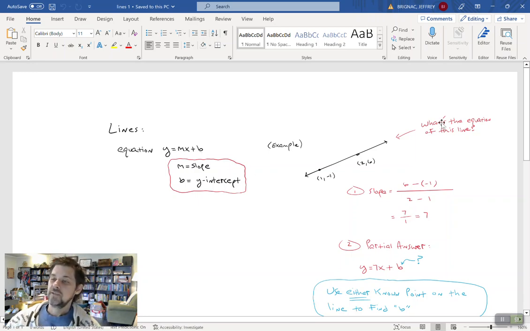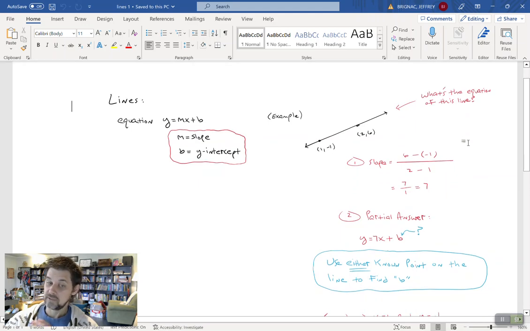Okay? So let's take this example right here where I've drawn a line and I've labeled two sample points on it, and I'm not saying this is to scale or anything, but it's a line. You look at it, it's straight. Okay, and I got this point right here where it's 1 for x, negative 1 for y, and this other point over here where it's 2 for x and 6 for y. And then my question is, what's the equation of that line? Okay, so here's how we go about that.